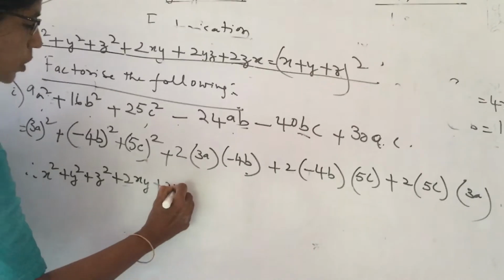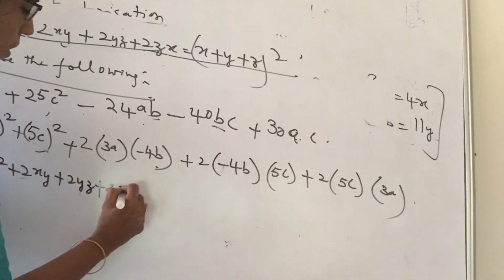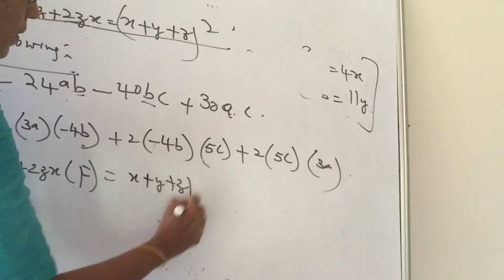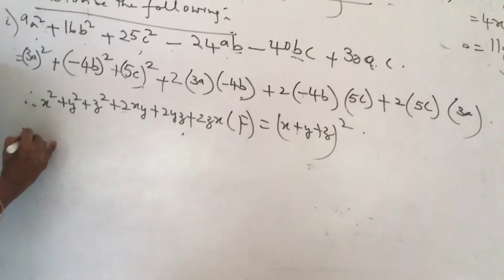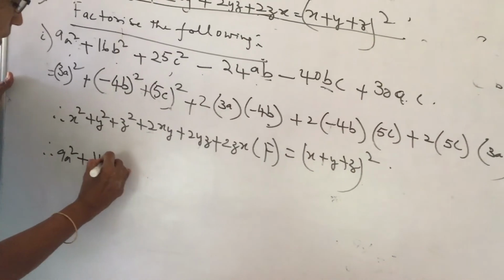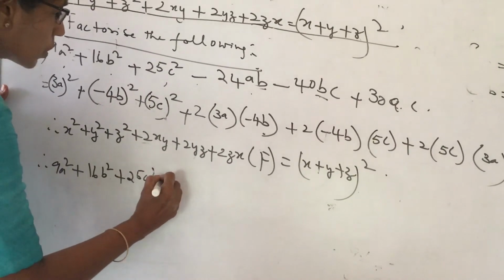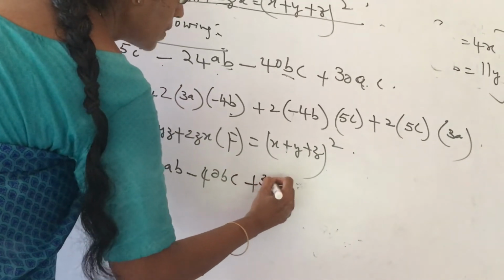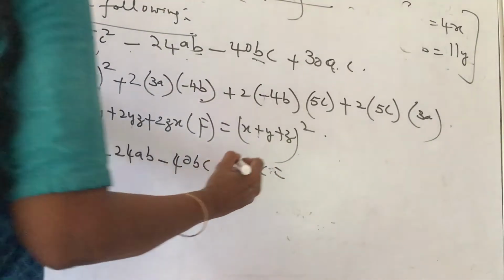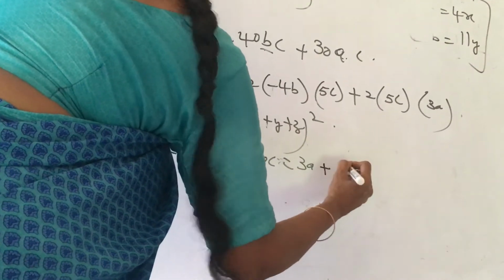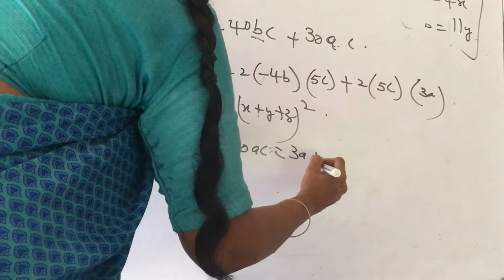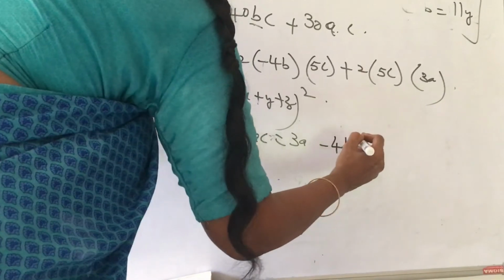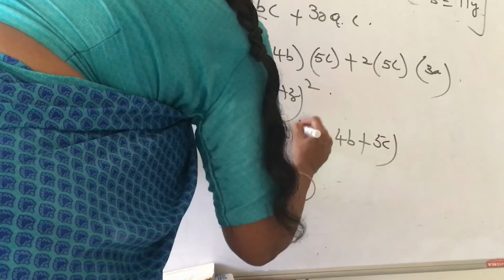2xy plus 2yz plus 2zx. Factorization is equal to (x plus y plus z) the whole square. Therefore, 9a square plus 16b square plus 25c square minus 24ab minus 40bc plus 30ac is equal to: a is what? 3a. Yes. X is what? 3a. Y is what? Minus 4b. And z is what? Plus 5c. The whole square.